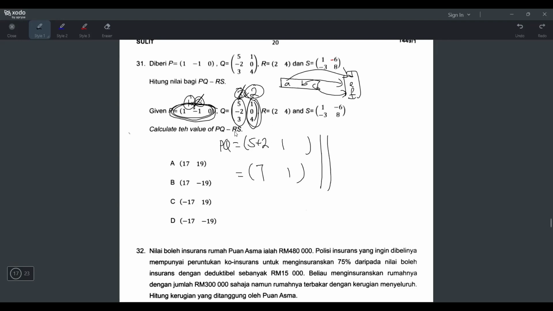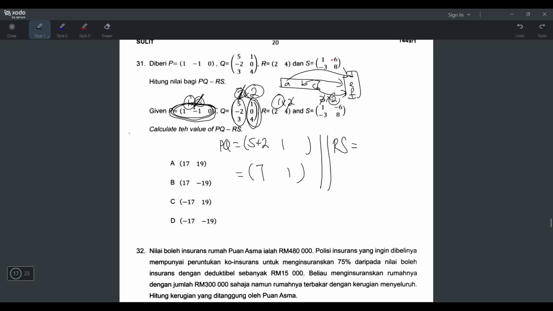Now I have to do R times S. Okay, same thing, you have to check the order. Because not all matrices can be multiplied. So you must make sure the middle values here are the same before you can multiply. So what is the R order? 1 row 2 column, 1 times 2. And then this one is 2 row 2 column. So 2 and 2 are the same, right? So we can multiply.